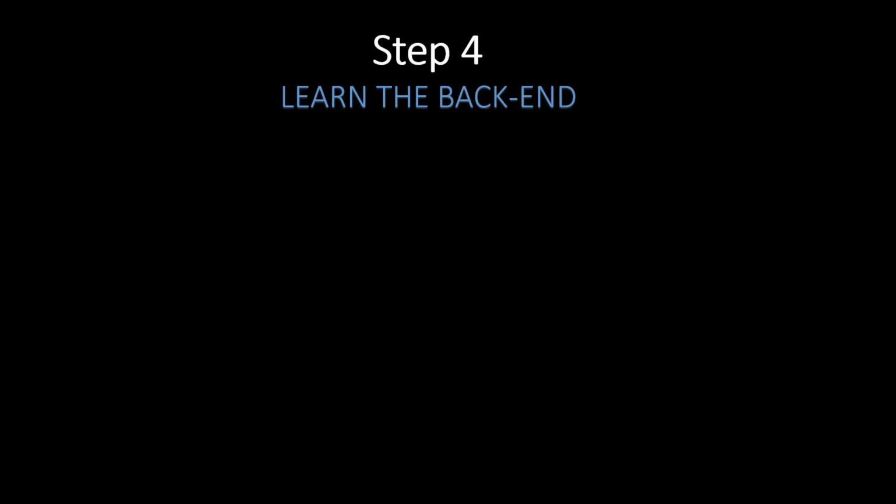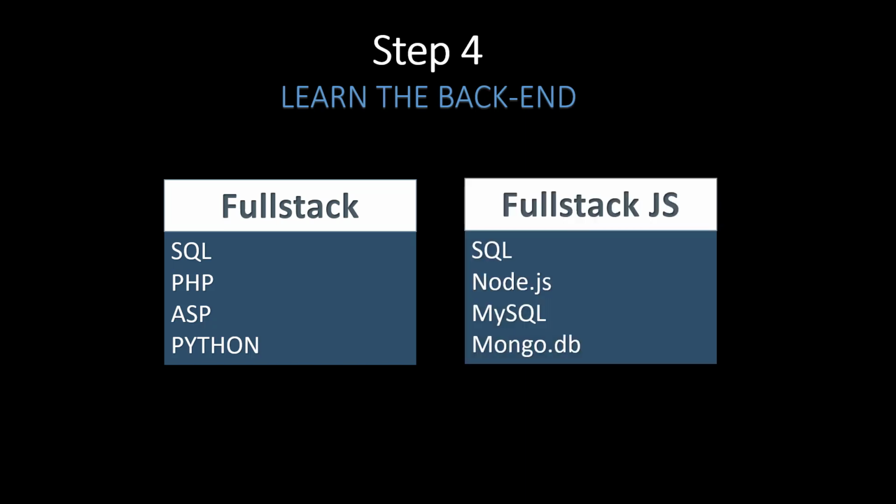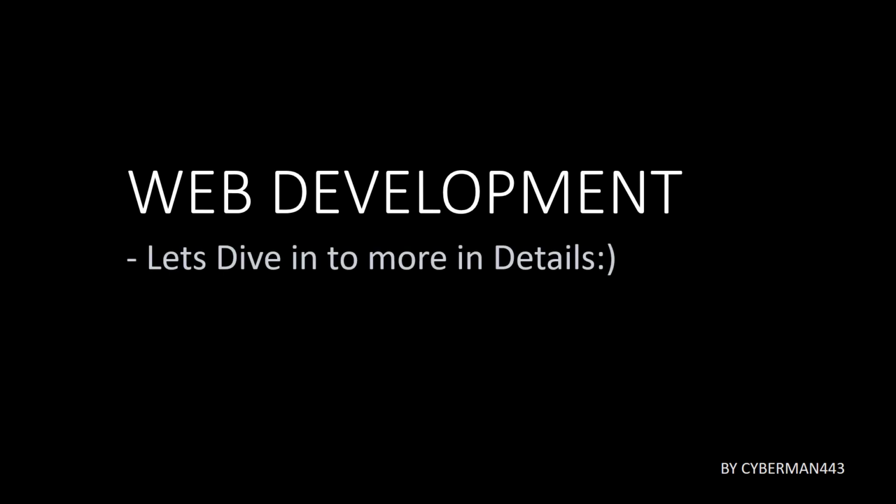Step 4. Learn the backend. If you want to become a full-stack web developer, you have to learn SQL, PHP, ASP, and Python. And if you want to become a full-stack JavaScript developer, you can learn SQL, Node.js, MySQL, and MongoDB. In this part, let's dive into more details.